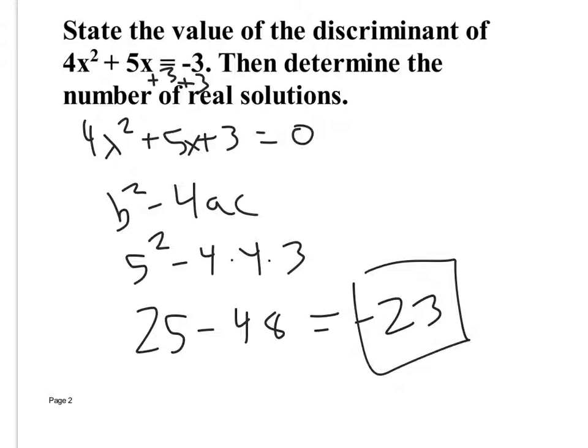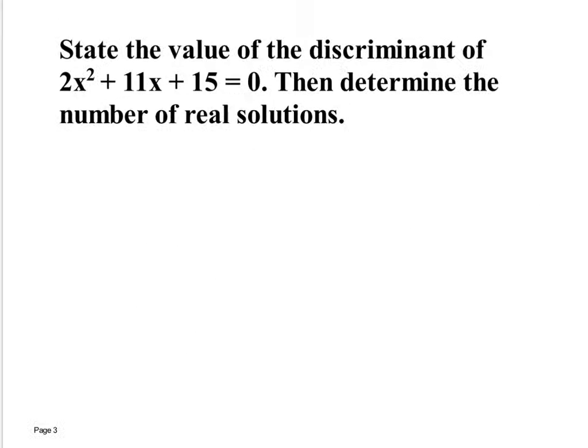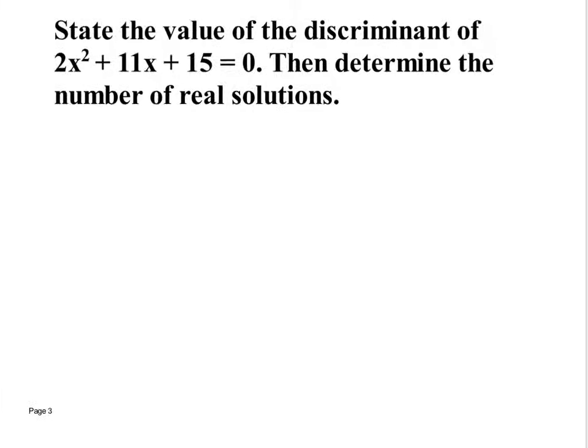Based off that number, how many real solutions do I have? 0. Okay, no real solutions. I wouldn't care if you went with the empty set symbol either. It's fine. Alright. So you have to have two answers: how many solutions, and you determine that by the value of the discriminant. So, any questions?